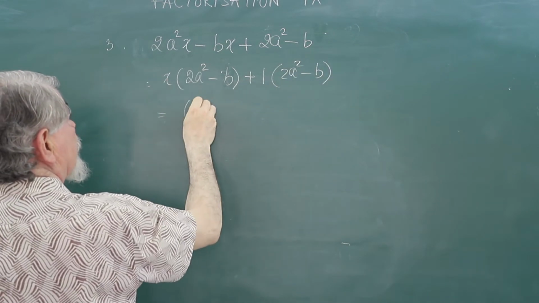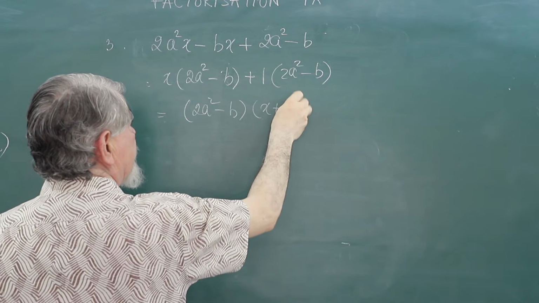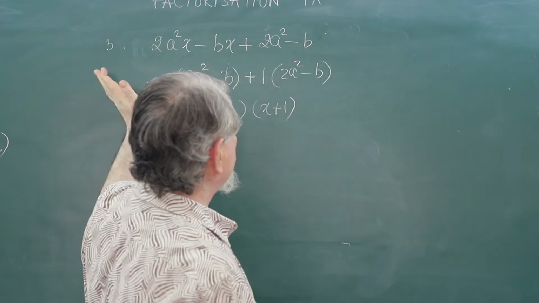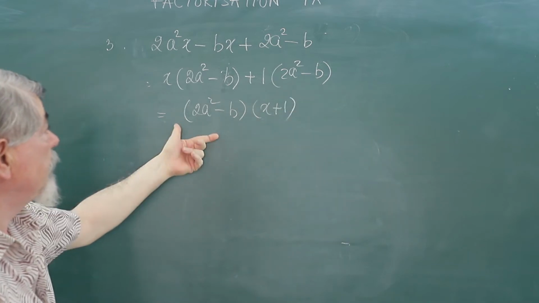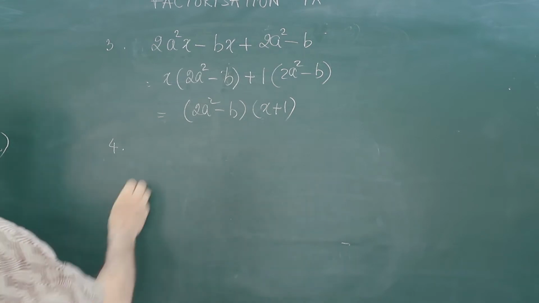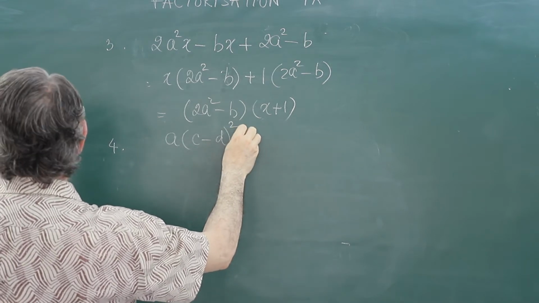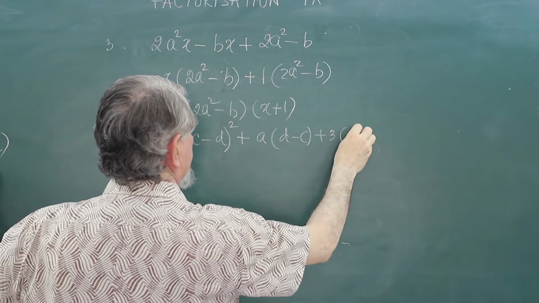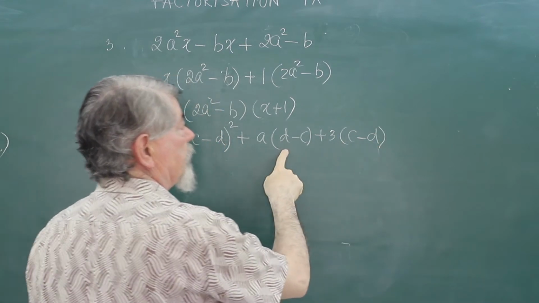So (2a squared minus b) and (x plus 1). Sometimes copying down the wrong question can create trouble. We were copying b squared here, and so nothing was coming common. Now (2a squared minus b) is common, and then (x plus 1). Let us see question number 4: a into (c minus d) whole squared plus a into (d minus c) plus 3 into (c minus d). Again, it is c minus d here, c minus d here, but d minus c here.